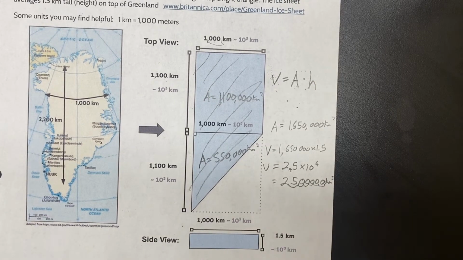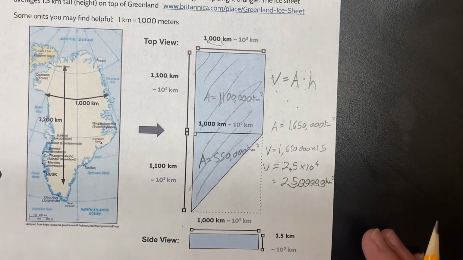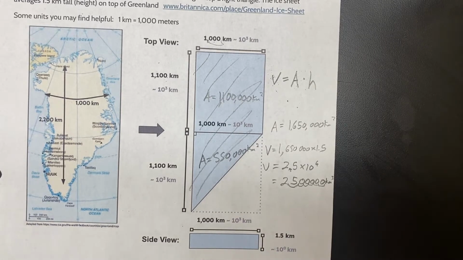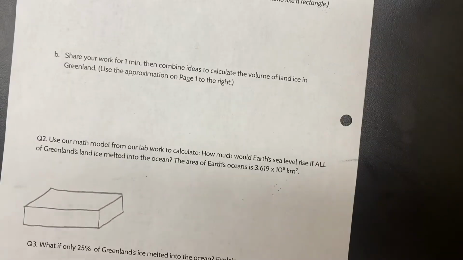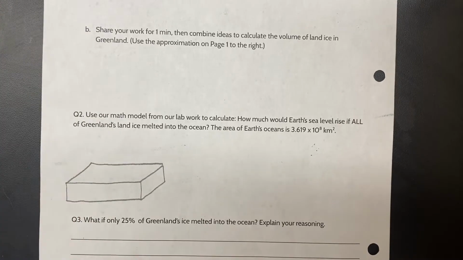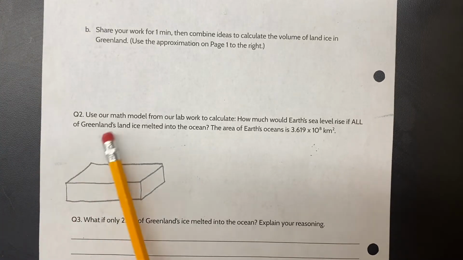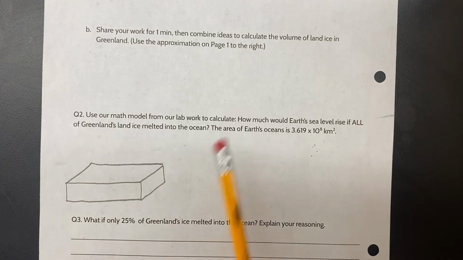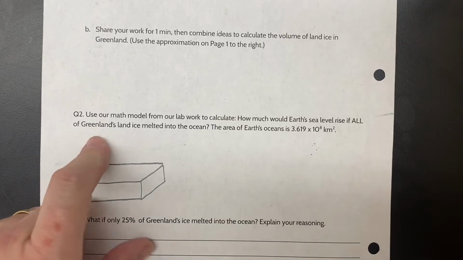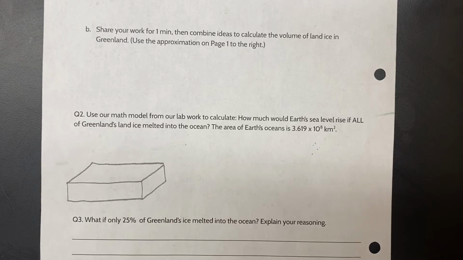Now, a lot of people were able to figure out how to do this, but they weren't able to figure out how to apply it to this question. This is where it gets kind of tricky. Use our math model from our lab work to calculate how much Earth's sea level would rise if all of Greenland's land ice melted into the ocean.